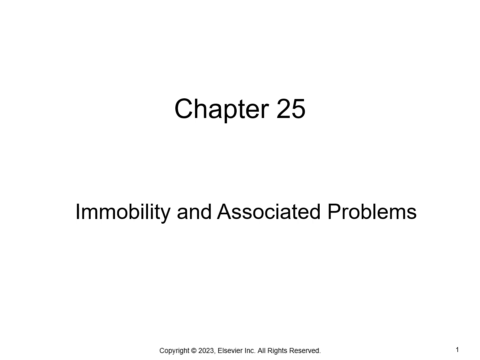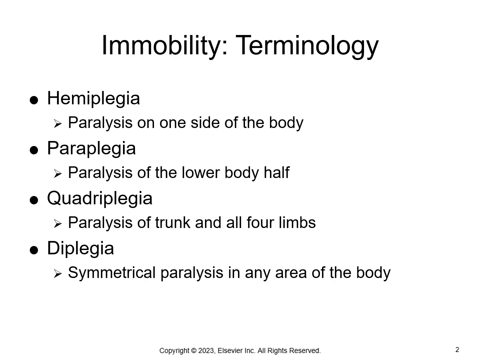Chapter 25 is over immobility and associated issues along with immobility. Some terms that we refer to when we talk about immobility, we talked about these earlier in the semester. You have a handout that illustrates the different types of paralysis, or one of your Picmonics.